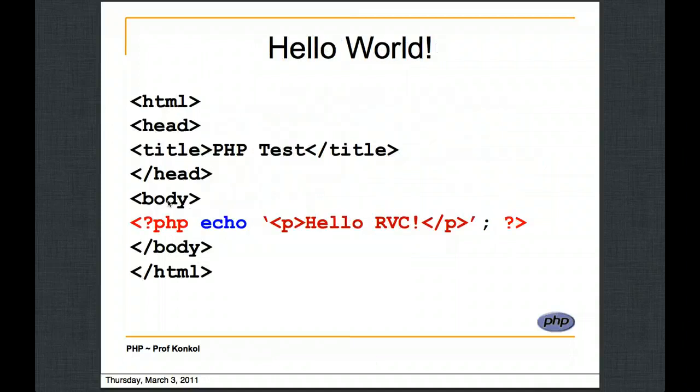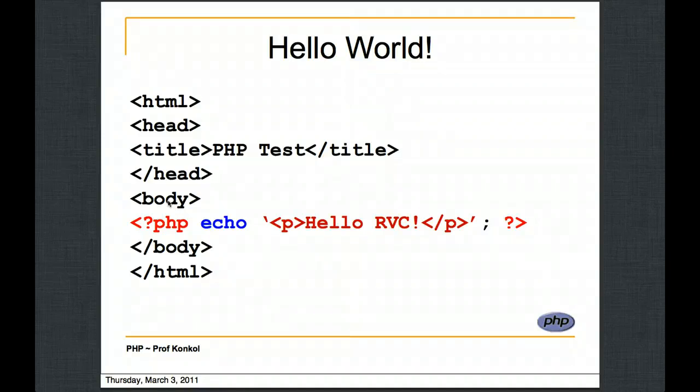Here's an example of a hello world application in PHP. If you've had HTML, you've noticed some of these tags. The new one is a PHP line. So we have less than symbol, question mark, PHP, and the echo command, which means it's going to echo to the screen hello RVC. And you'll notice it's echoing to the screen hello RVC with the paragraph tags, beginning and ending on the hello RVC. It also has a semicolon, question mark, greater than symbol.